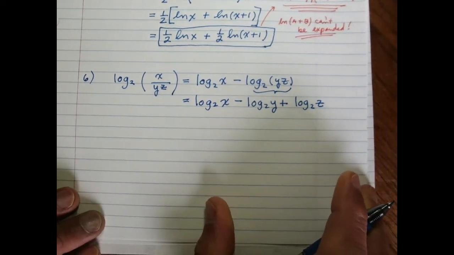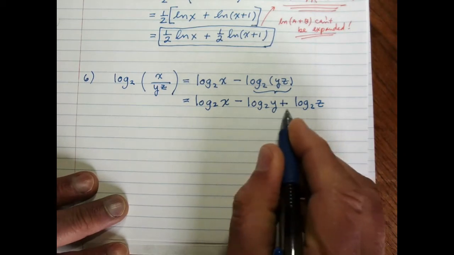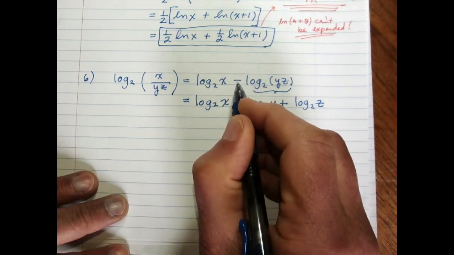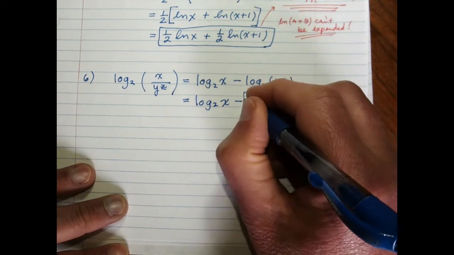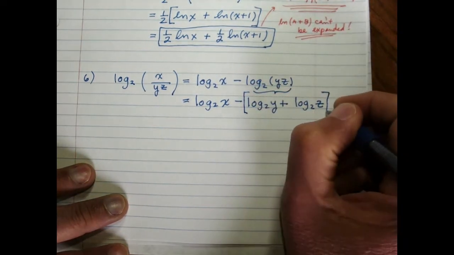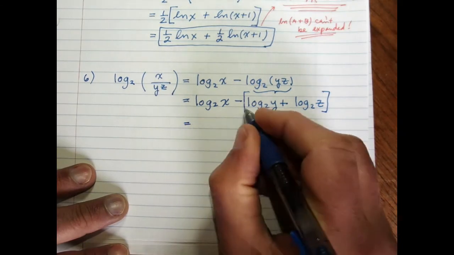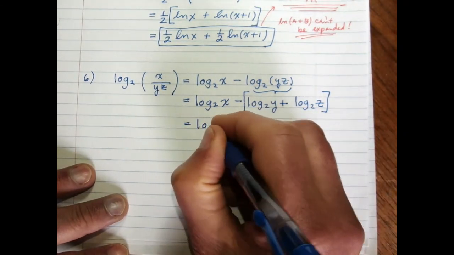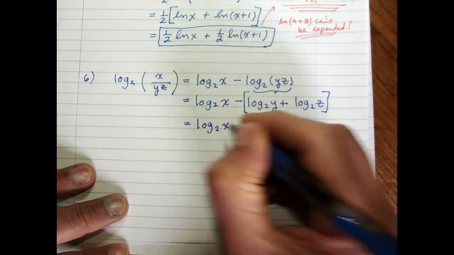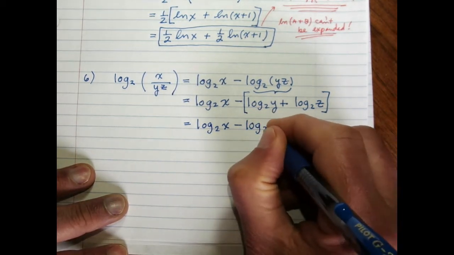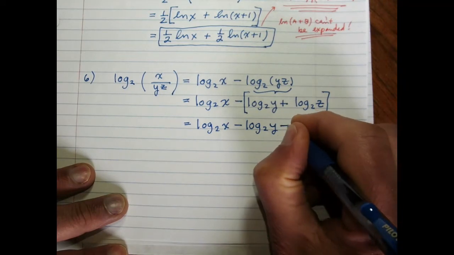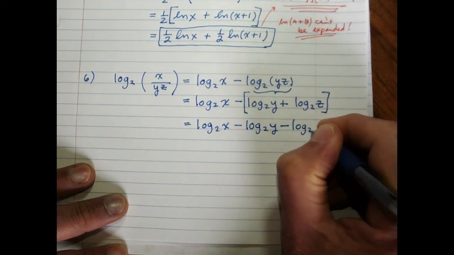Again, what I'm writing right here is incorrect. I have to fix this up because that minus sign will apply to both of these logs. I need grouping. And that means I need to distribute the minus sign. So this is actually log base 2 of x minus log base 2 of y minus log base 2 of z.